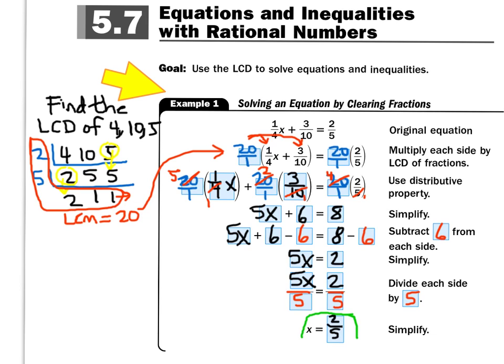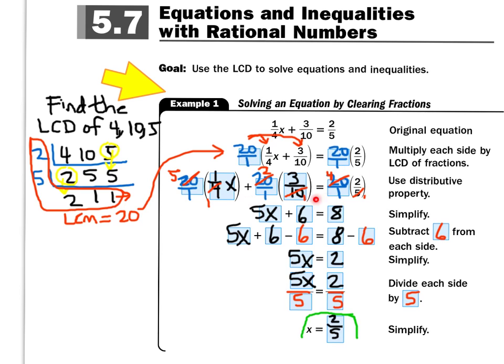So now here's what I do. I use that 20 and I multiply it by every single term to get rid of all of the fractions. So check this out. I'm going to use the 20 and the distributive property. So I do 20 over 1 times 1/4 x plus 20 over 1 times 3 over 10 equals 20 over 1 times 2 over 5. All right, now watch what this does.